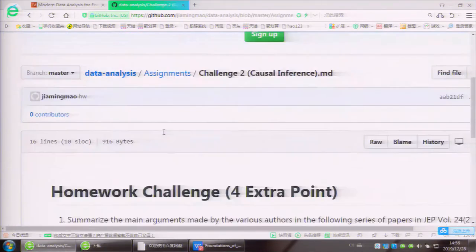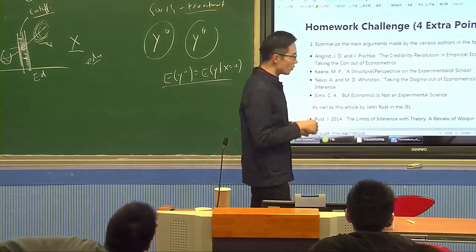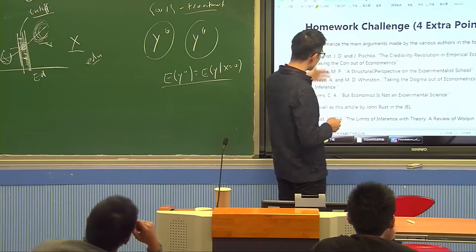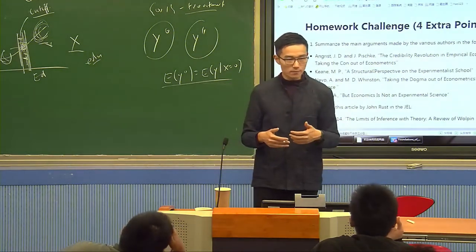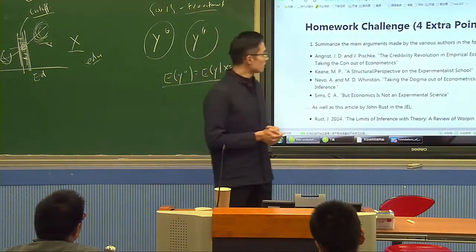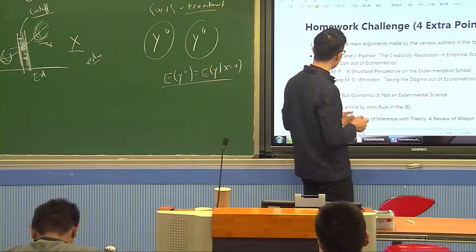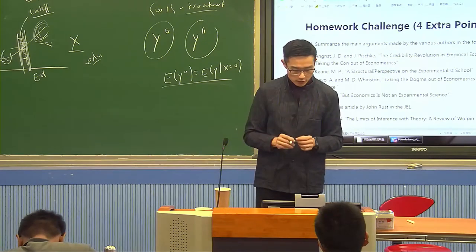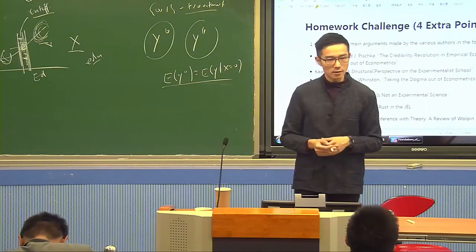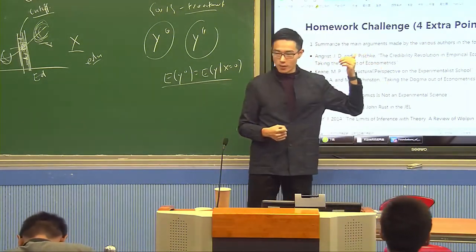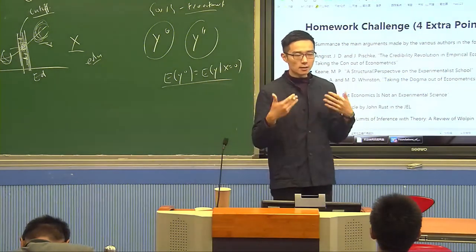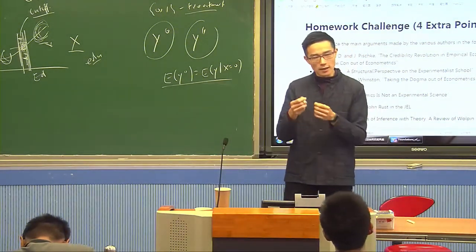But the second challenge is a full extra point, which asks you to read a little bit more, papers, right? These are papers in which people are essentially arguing with each other about which approach is better, the reduced form approach or the structural approach. Starting with this quite famous paper by Angrist and Pischke on the credibility revolution in empirical economics. For people who have taken graduate classes, you have probably studied their book, because they have a very famous book in econometrics today. It's called Mostly Harmless Econometrics, right? That book essentially advocates a reduced form and applied experimental approach to identify causal effects.